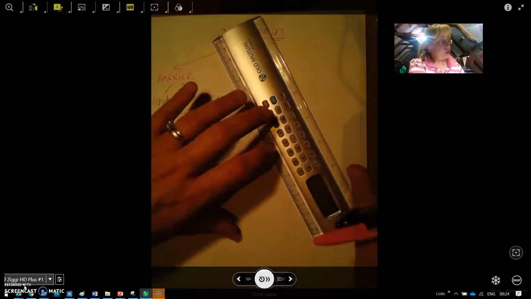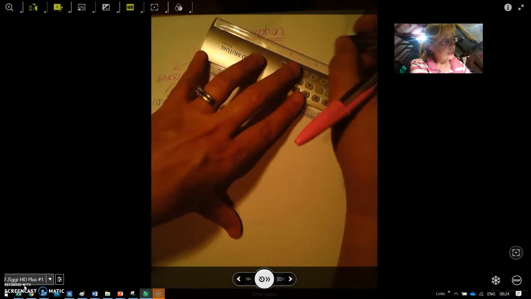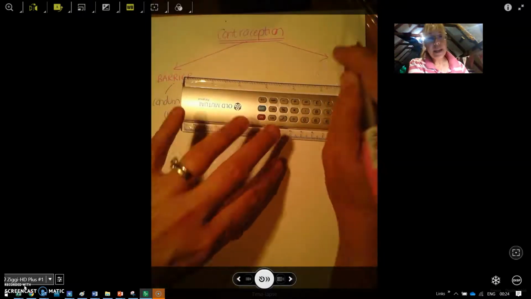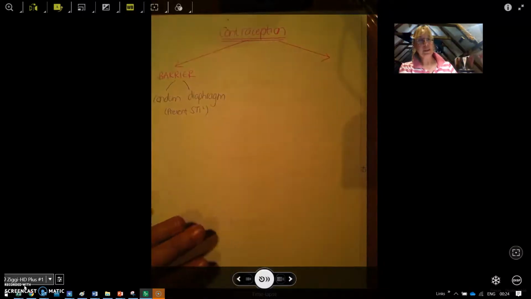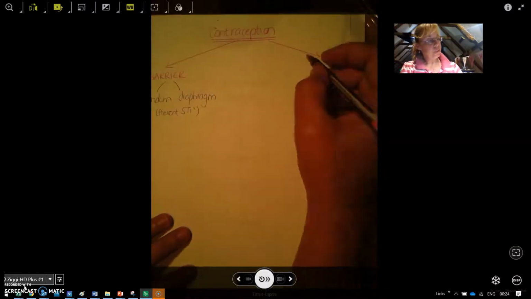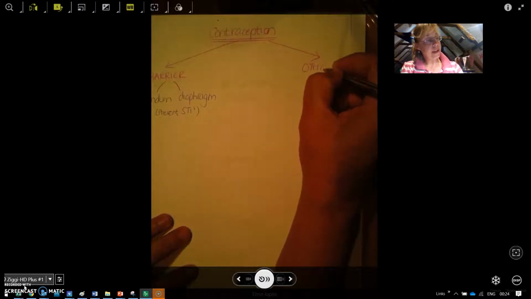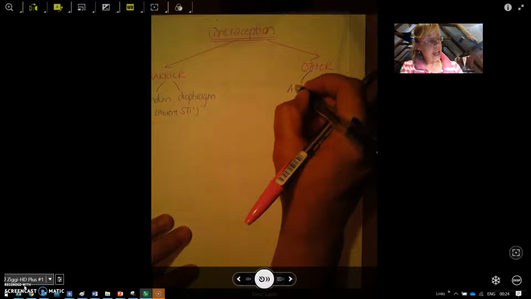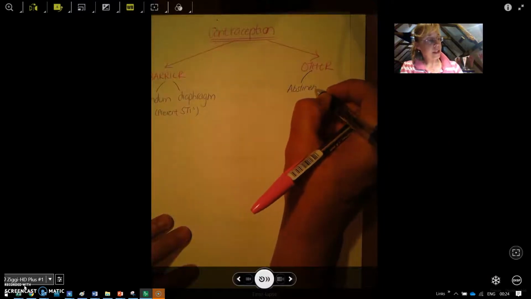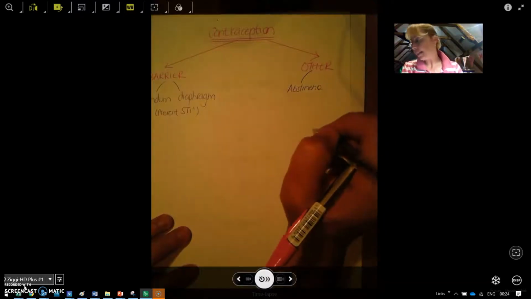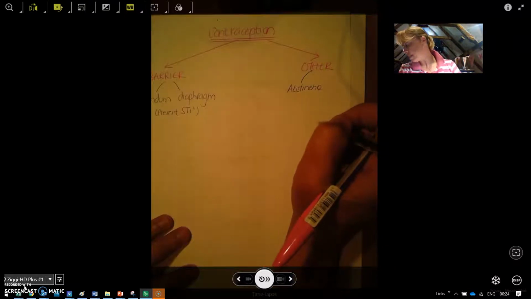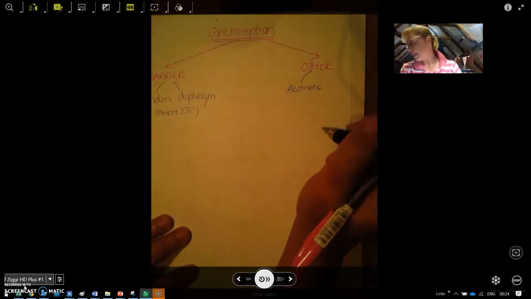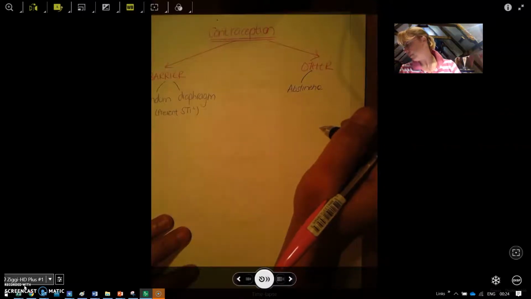So on the other extreme, we're going to have a look at some extreme methods, depending on how you want to define extreme. Okay, so we're going to put this as other. So in here, we're going to include abstinence. That's when you don't have sex, so that you don't get pregnant. Then there's no chance of the egg and the sperm meeting.